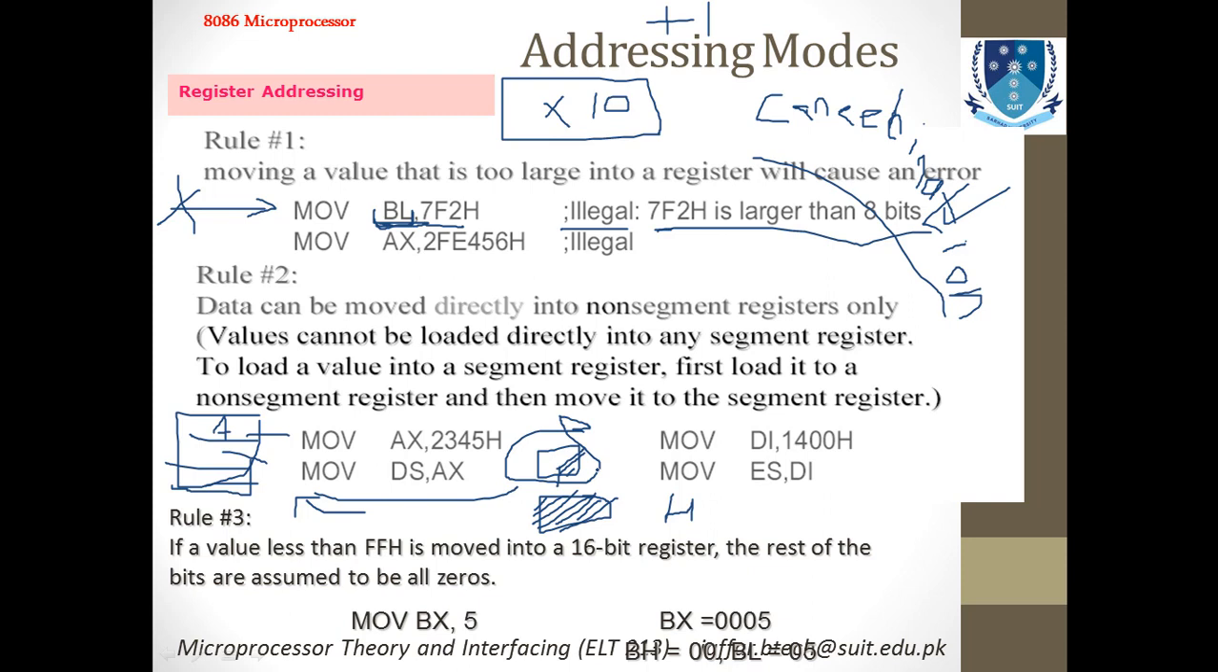Rule number 3 is basically a common point: if a value less than double f is moved to a 16-bit register, the rest of the bits will be assumed 0. So if you have moved the value double f and completed your data, and there are some memory segments left, obviously they will be set to 0 by default.